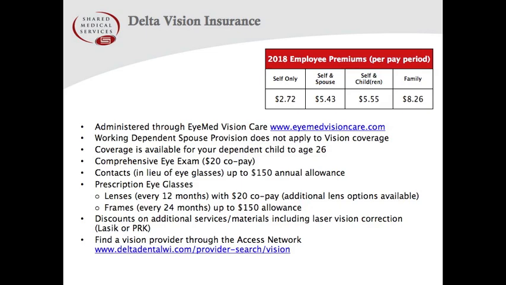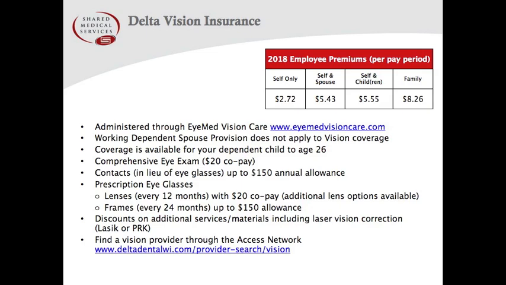Delta is also the carrier for our vision insurance. However, IMED is the administrator. Like our dental insurance, the working dependent spouse provision does not apply. Coverage is also available to dependents through age 26. If you choose to use the Access Network for vision benefits, you can find a provider by using the link in this presentation.